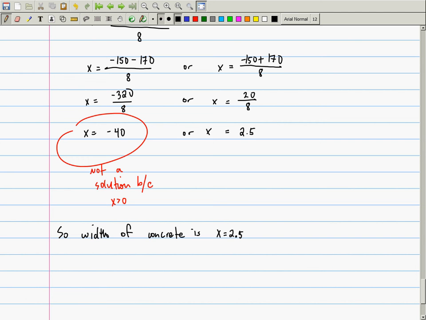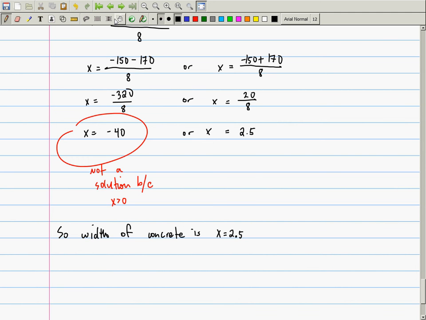Okay, so any question about this example? Any questions before we move on to something that's different but not so different? Okay. Any questions?